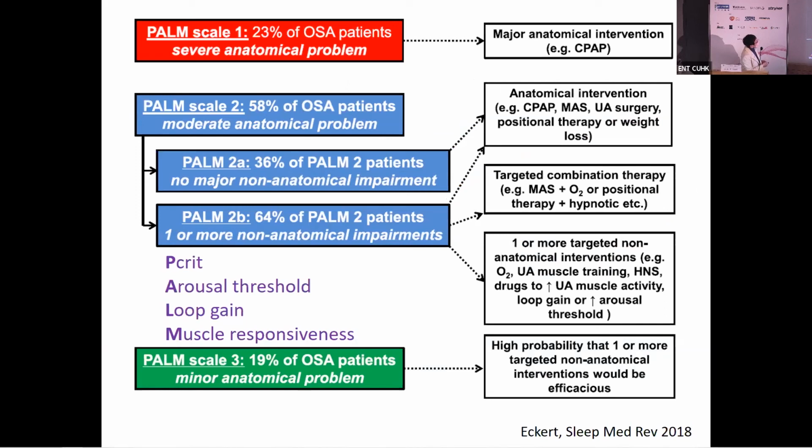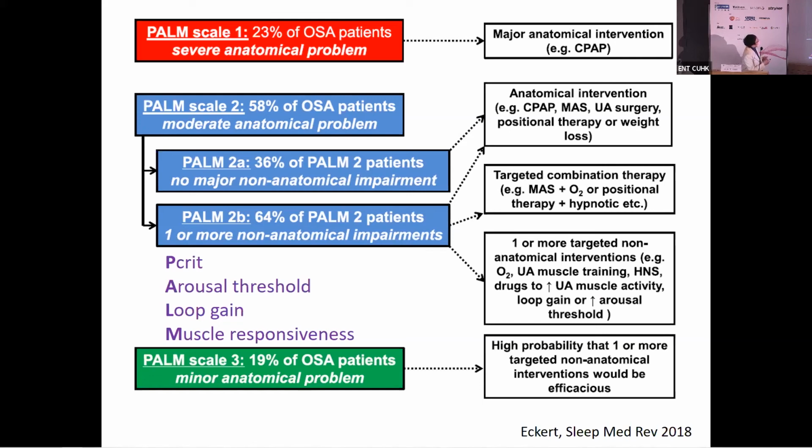This is a model used by Danny Eckert's group. They look at peak crit, arousal threshold, loop gain, muscle responsiveness. We're really hoping that in future when we do a PSG, the PSG will not just give us an AHI or RDI, but also give us information about these various aspects.